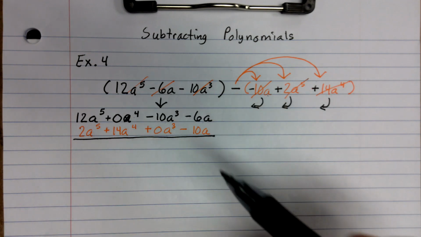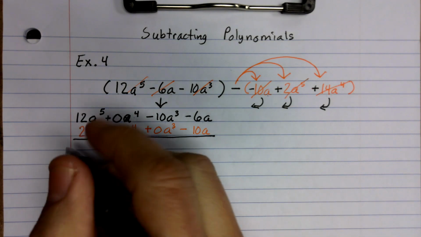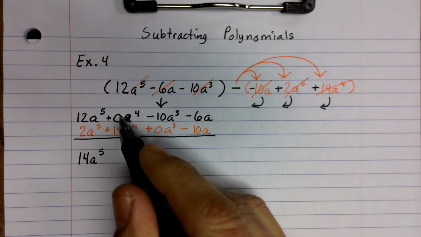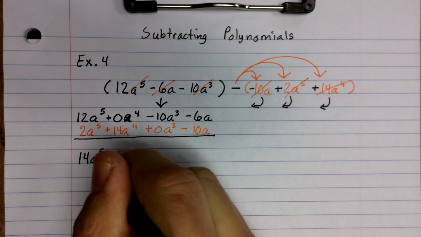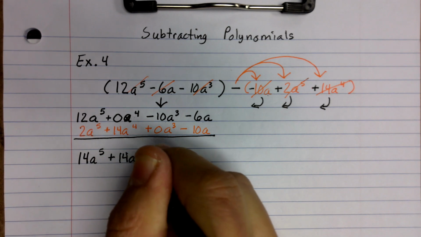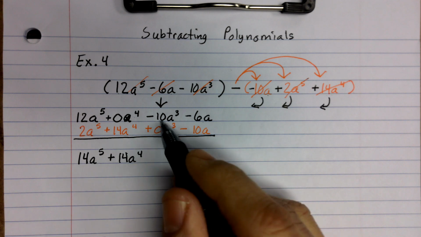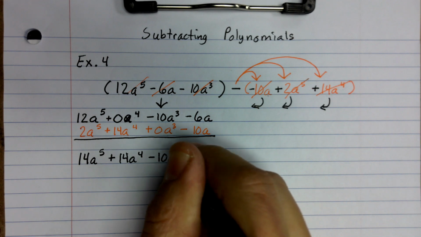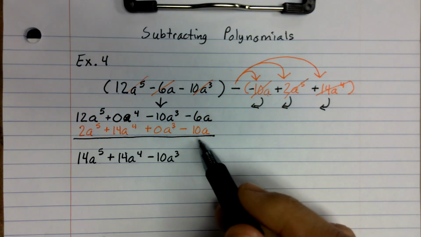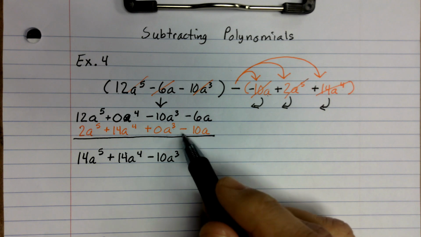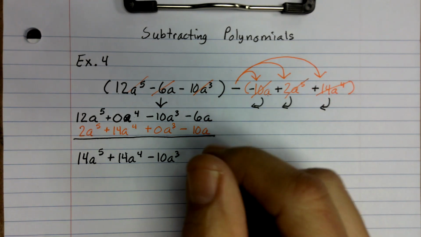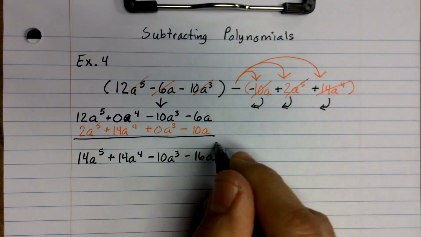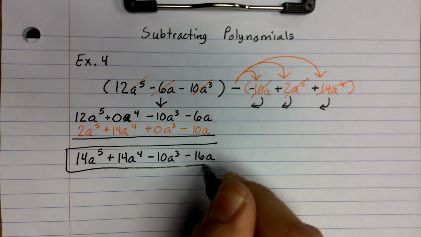And we're just going to do math from top to bottom. So 12 plus 2 gives me 14, so this becomes 14a to the 5th power. And 0 plus 14 just gives me 14, so plus 14a to the 4th power. Negative 10a plus 0 is going to leave me with negative 10a to the 3rd power. And negative 6 plus negative 10, you can look at it that way, is going to leave me with a negative 16a. And that is our answer for example number 4.